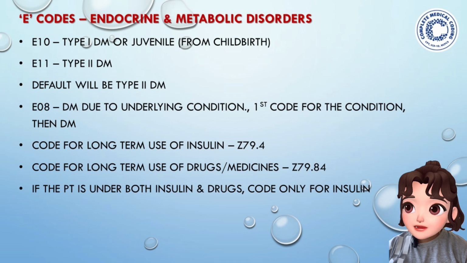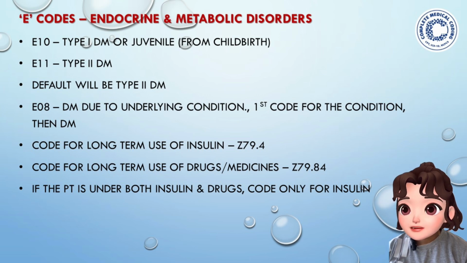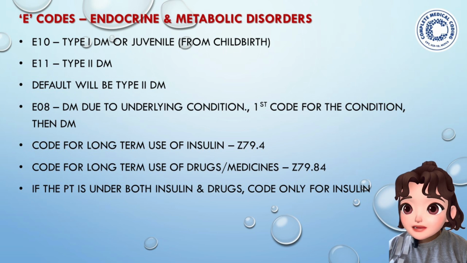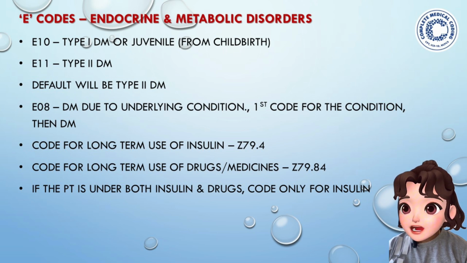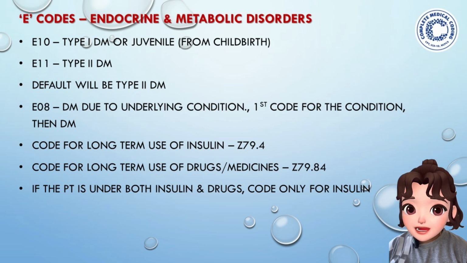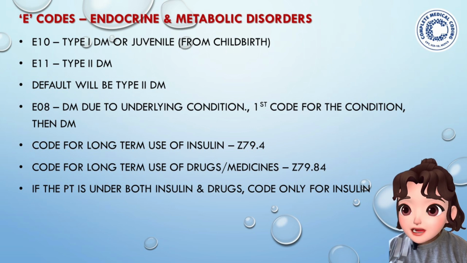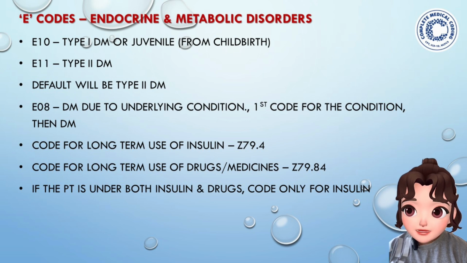Now E codes. What are E codes? It represents endocrine and metabolic disorders. E10, E11, E08, all these are diabetic codes. E10 is type 1 DM or juvenile. Juvenile means from childbirth. E11 is type 2 DM. The default diabetic code will be type 2 DM. Okay, E11, type 2 DM is the default one.